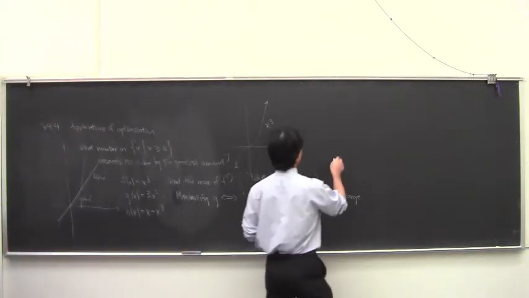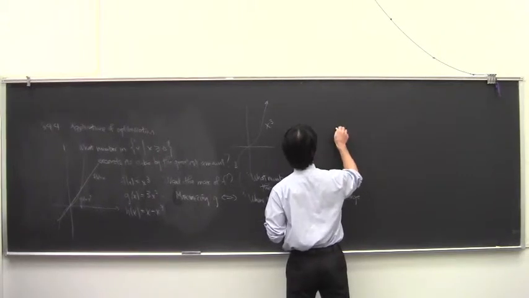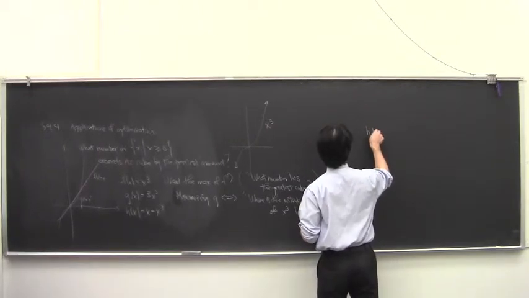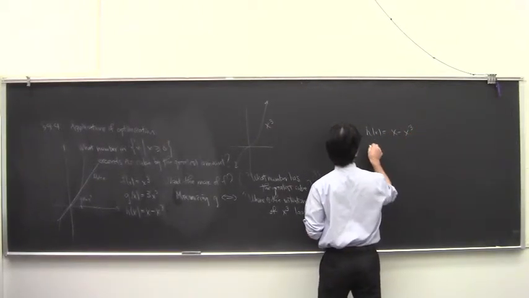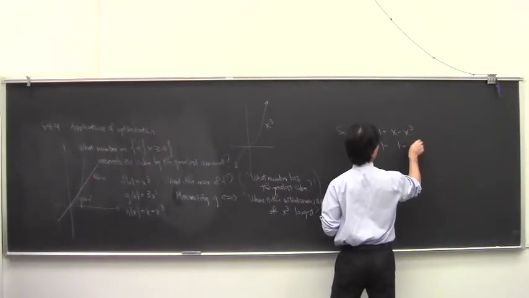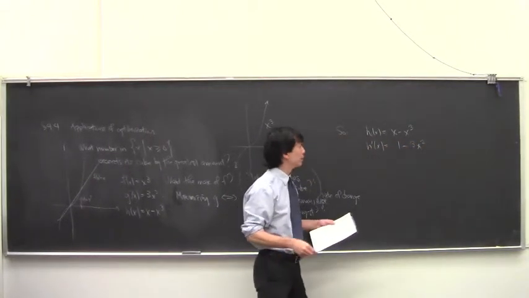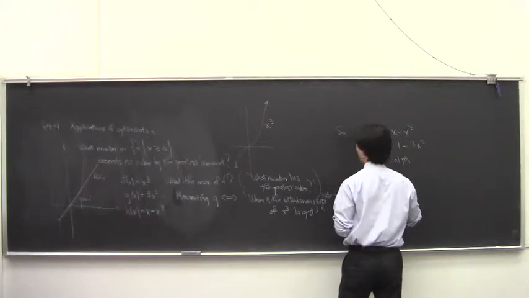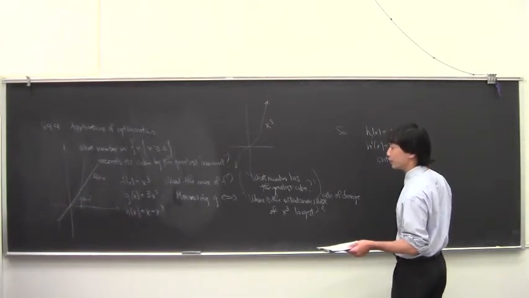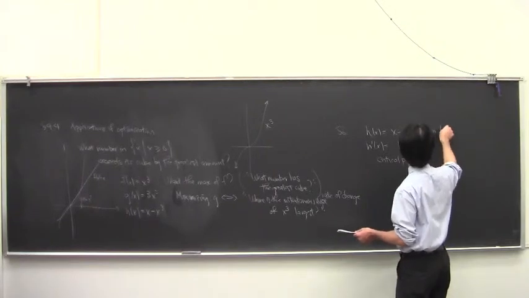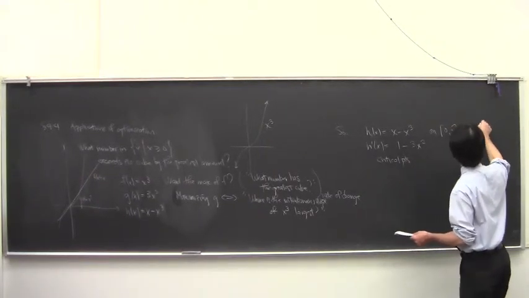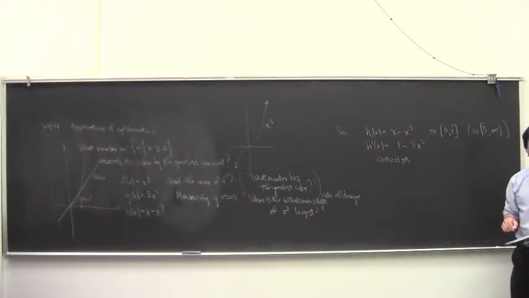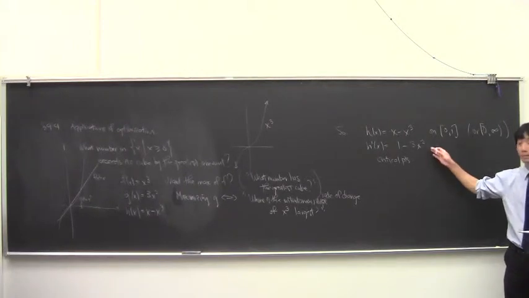Okay, so let's do it. So let's maximize. h of x is x minus x cubed. h prime of x is 1 minus 3x squared. Right. And so our critical points, what are the critical points? 1 over root 3 and negative 1 over root 3. Right.